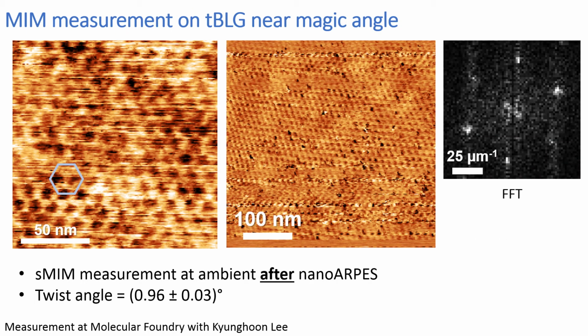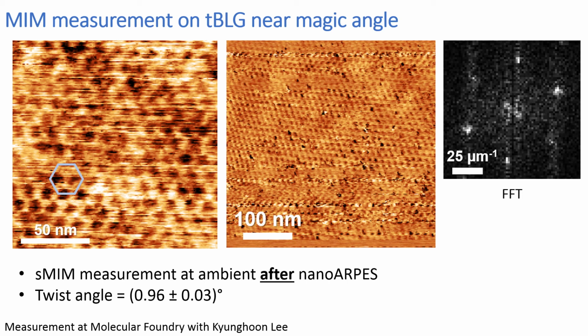Now, returning to our twisted bilayer graphene sample, we applied the MIM technique to visualize the moire lattice in real space at the region where we observed the flat band. The images on the left and the middle show clearly the triangular lattice from the moire at different scan sizes. From the fast Fourier transform of the middle image, we can determine that the region has a twist angle of approximately 1 degree, which is close to the magic angle.